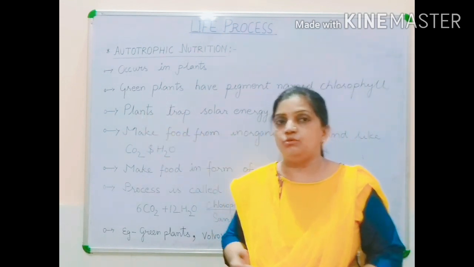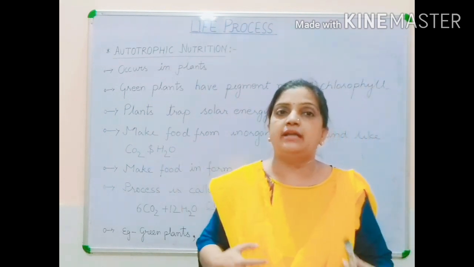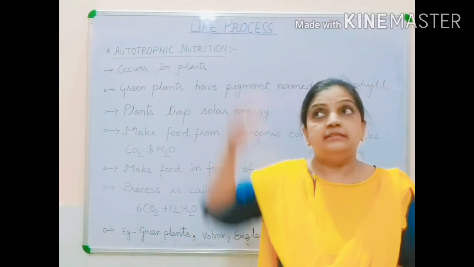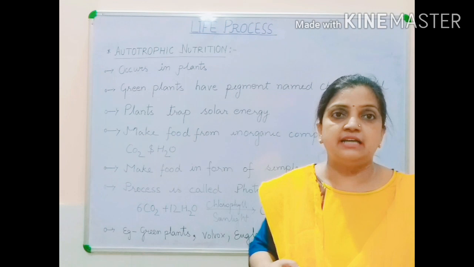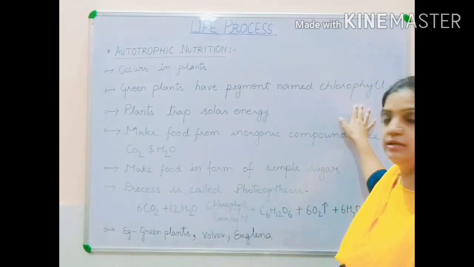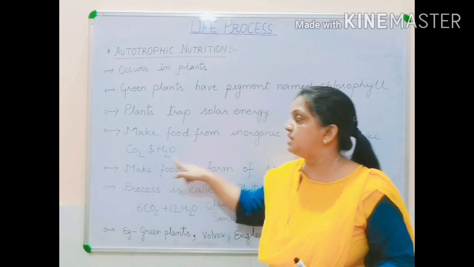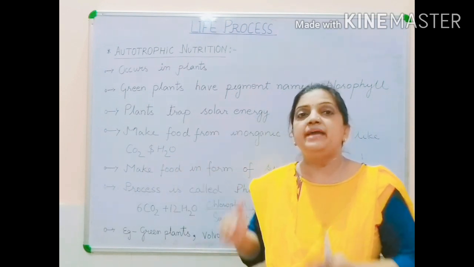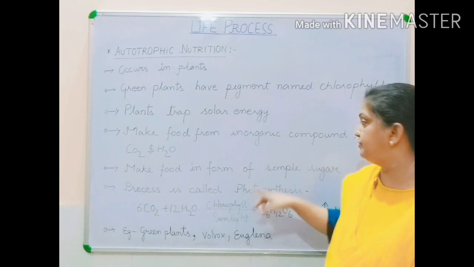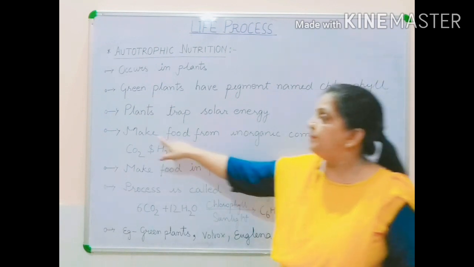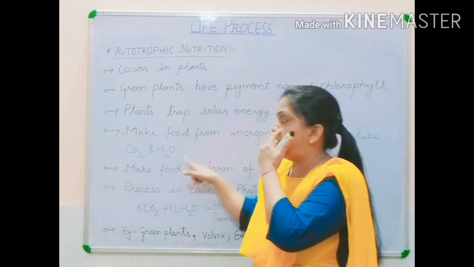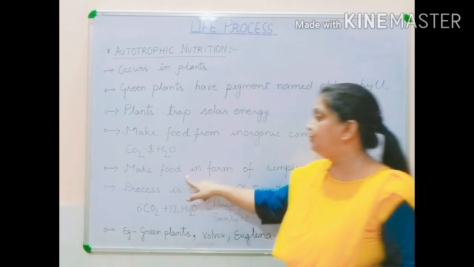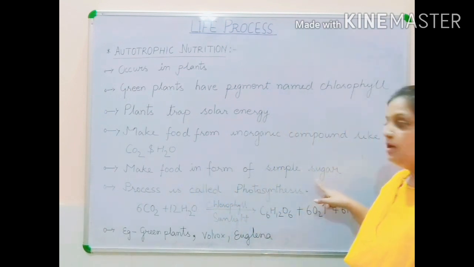Now plants also help in trapping solar energy, in trapping sunlight. Plants absorb that sunlight. By absorbing that sunlight in presence of chlorophyll, with the help of carbon dioxide and water, plants make their food in form of simple sugar. Plants make food from inorganic compounds like carbon dioxide and water. Plants make food in form of simple sugars. The process is called photosynthesis.